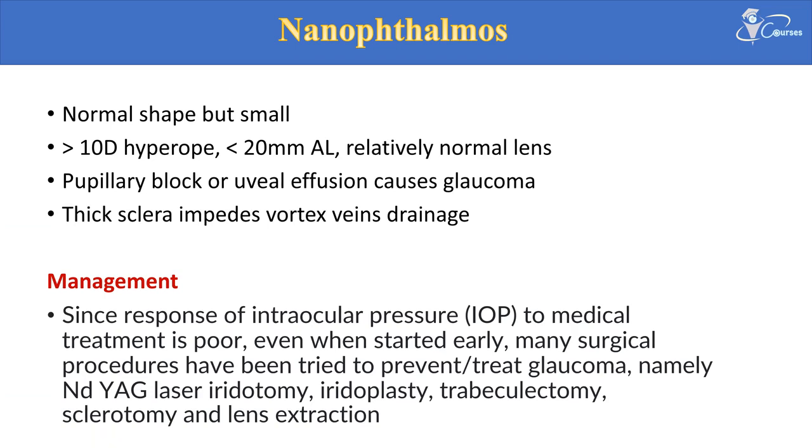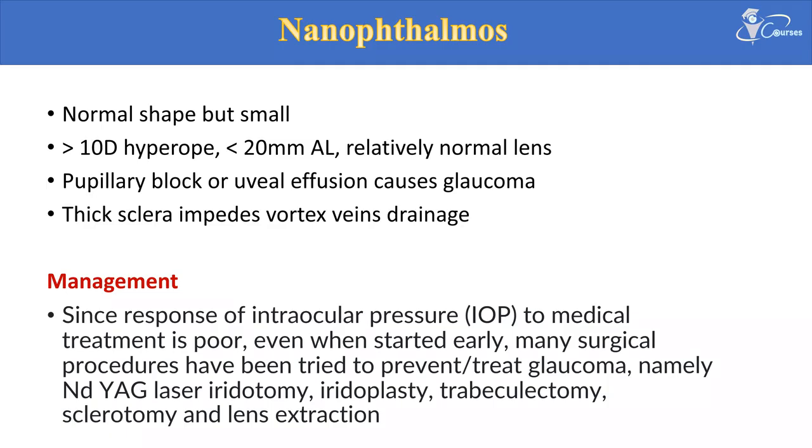So how to manage? Usually those patients are not responsive to medical treatment. So medical treatment will not be very effective. The goal of treatment here is to prevent peripheral anterior synechiae. So if they have pupillary block, we need to start early to do a PI, a peripheral iridotomy in the iris. It may help to break the pupillary block. Also, we do iridoplasty.